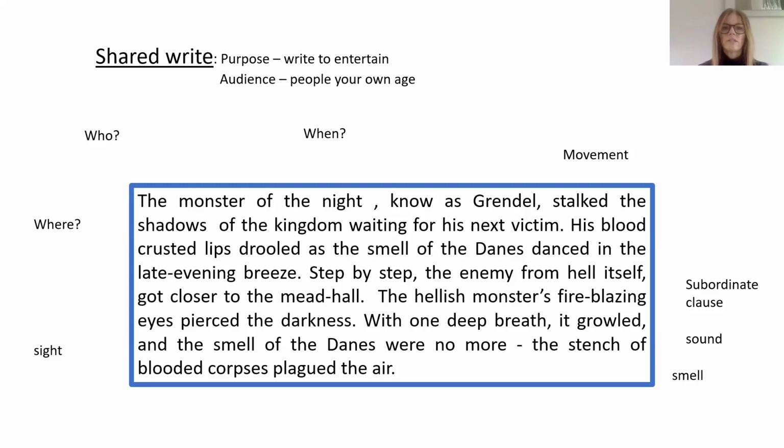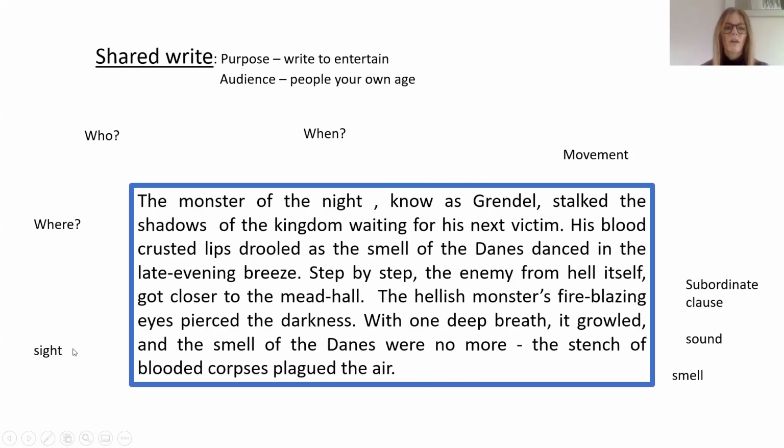The monster of the night, known as Grendel, stalked the shadows of the kingdom, waiting for his next victim. His blood-crusted lips drooled as the smell of the Danes danced in the late evening breeze. Step by step, the enemy from hell itself got closer to the mead hall. The hellish monster's fire-blazing eyes pierced the darkness. With one deep breath, it growled, and the smell of the Danes were no more. The stench of bloodied corpses plagued the air. Right, so that's just an example. That's kind of showing you the sort of thing that we're looking for.